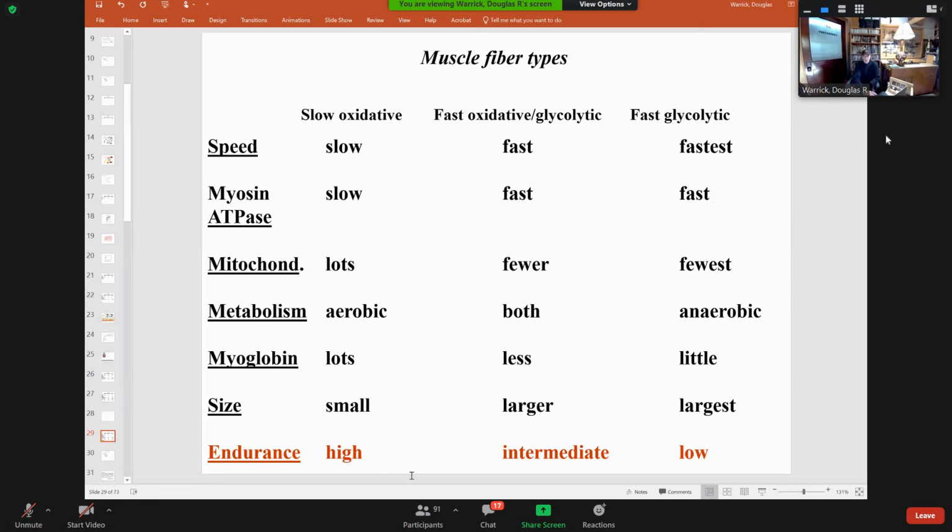Versus you have muscles, white fibers in your gastrocs, for example, and in your quadriceps muscles, biceps, that would fatigue very quickly. That is, they go anaerobic. You will feel the lactic acid in those build up quickly because they're just using glycolysis.